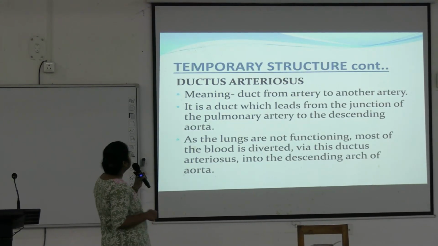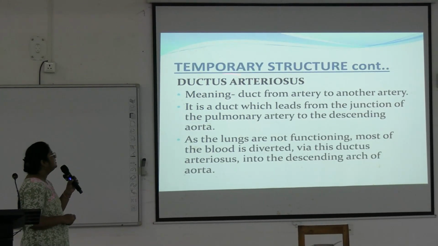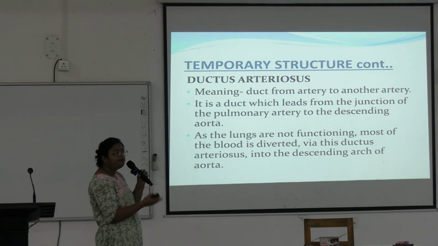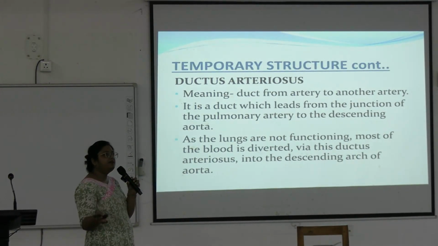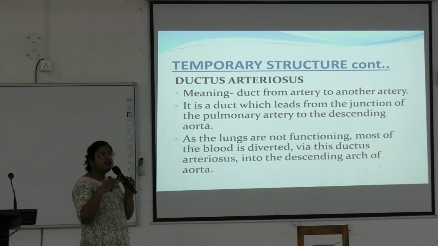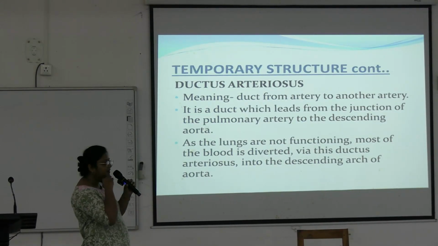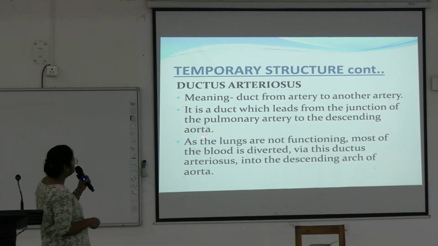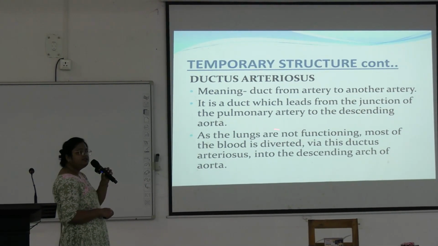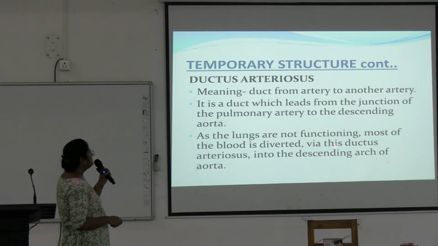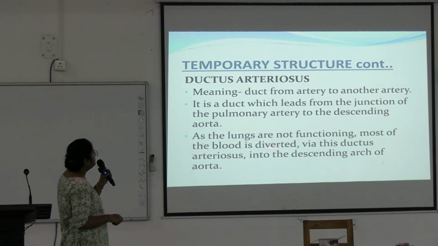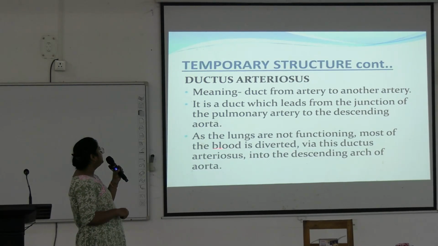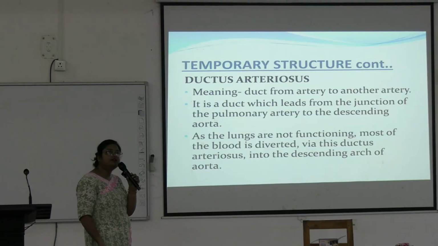Next is the ductus arteriosus. It means a duct from one artery to another artery, from the pulmonary trunk, mainly the left branch of the pulmonary trunk, to the aorta. It is a duct which leads from the junction of the pulmonary artery to the descending aorta. And as the lungs are not functioning, most of the blood is diverted via this ductus arteriosus into the descending arch of aorta, descending thoracic aorta.